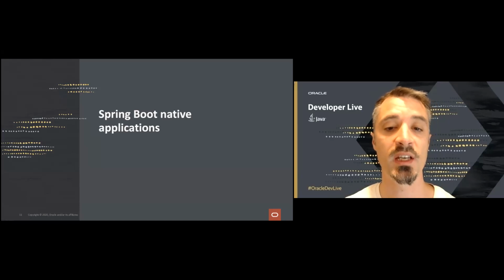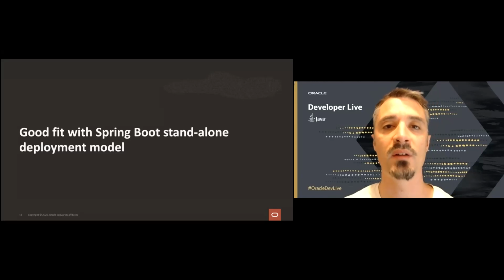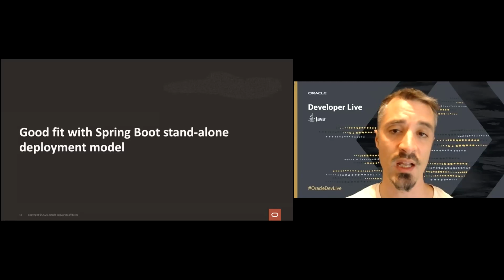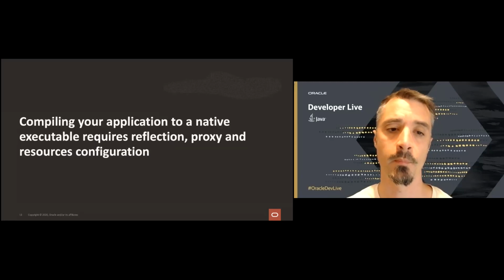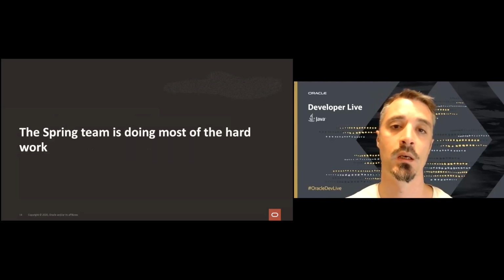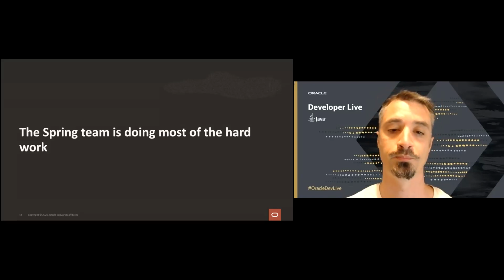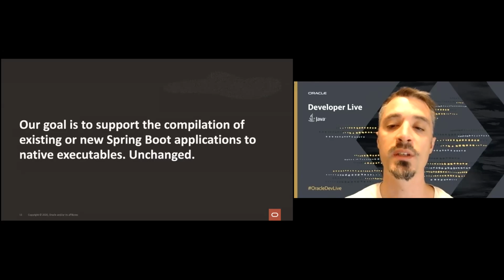Let's now talk about Spring Boot native applications. I tend to think that this GraalVM ahead-of-time native compilation is a good fit with the Spring Boot standalone deployment model, especially for containers. Compiling your Spring Boot application, like any other, to a native executable will require reflection, proxy, and resources configuration. But I have good news for you. The Spring team is doing most of the hard work. So really our goal is to support the compilation of existing or new Spring Boot applications to native executables unchanged.